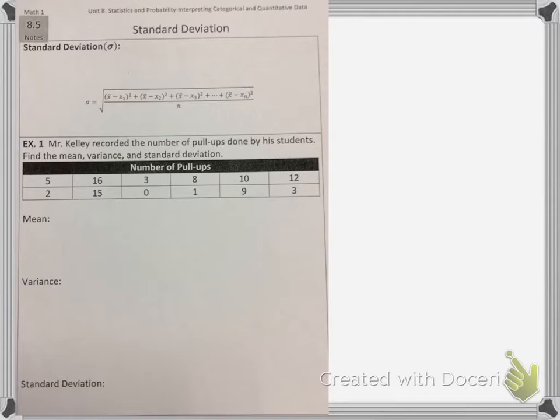This is Note-Taking Guide 8.5 for Math 1. Today we're going to start learning about something called standard deviation. When you look at the original formula for standard deviation, it looks really scary because it's in a form that we haven't really seen before.